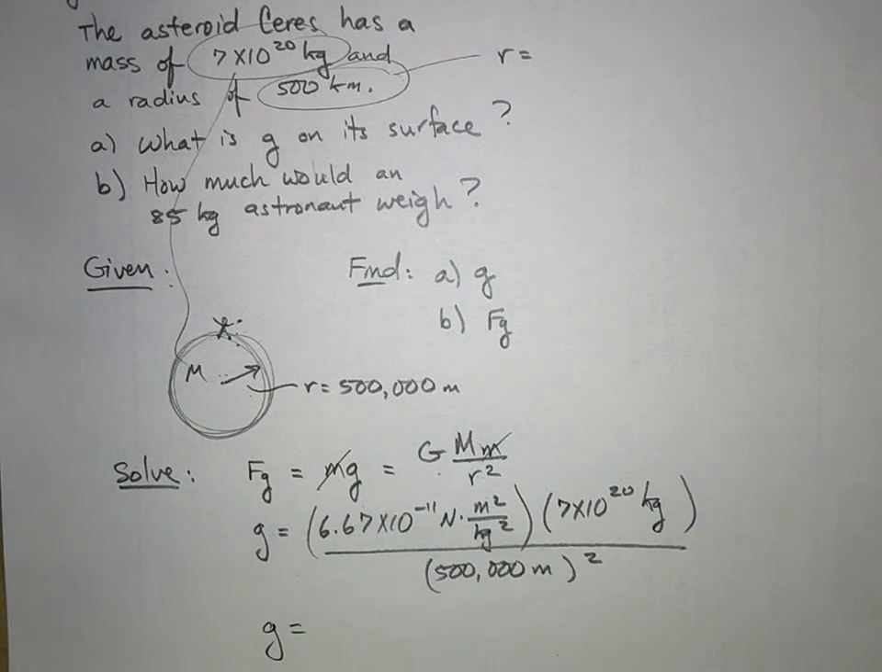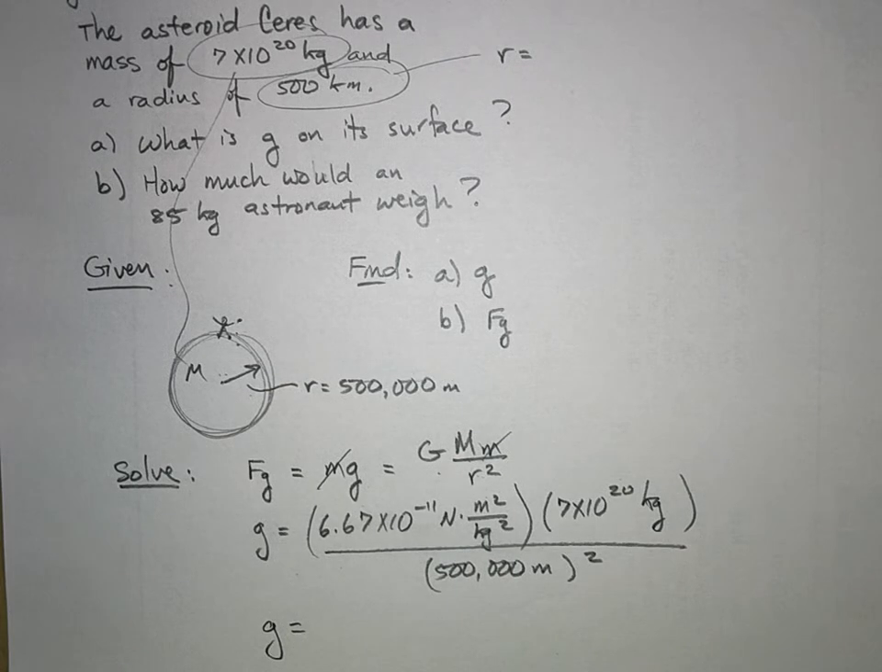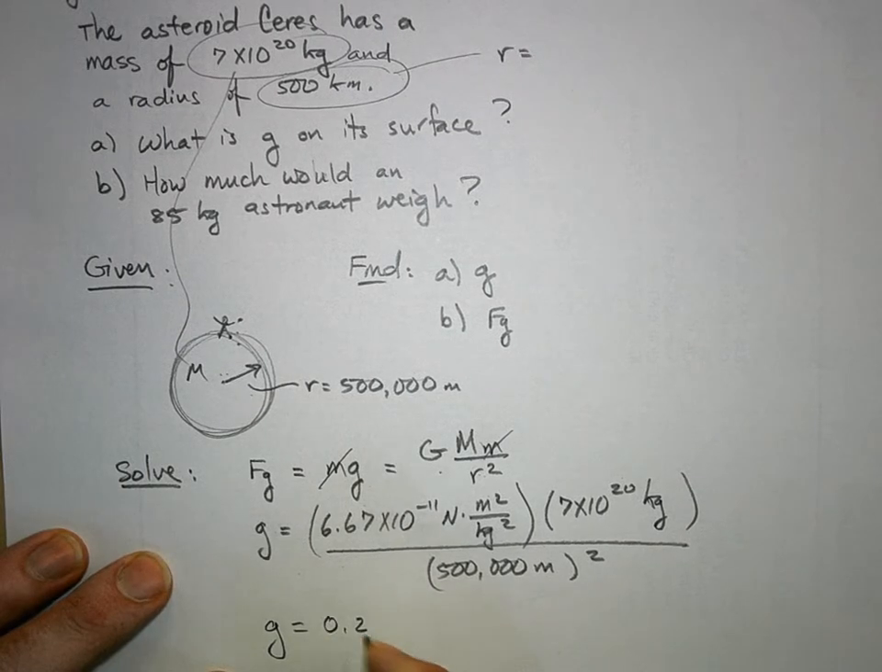And when you do, what do you get? 0.2? I use 500. Oh, I use 500. Yeah, that's going to be a problem. How many of you used 500? Oh, come on, people! It's got to be in meters. Oh, you didn't square it. Yeah, you got to square it. Well, if you do everything right, you get 0.2 meters per second squared.